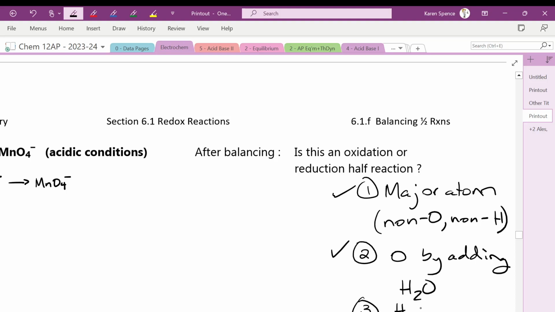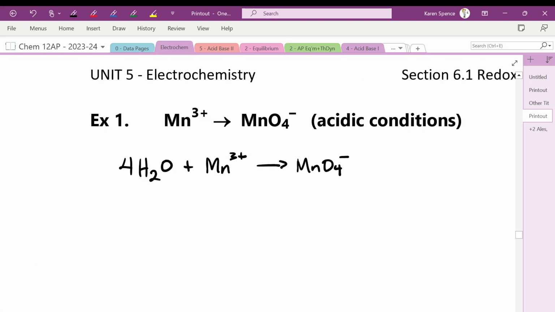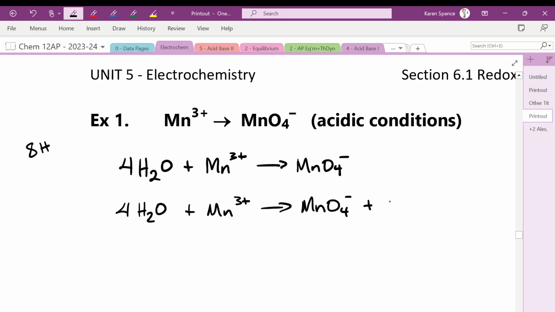We're going to balance H by adding H plus. How many hydrogens on the left? 8 hydrogens on the left. Are there any hydrogens on the right? No, so we need to add 8 hydrogens to the right. So we're going to have 4 H2O plus Mn3+ goes to MnO4- plus 8 H+.